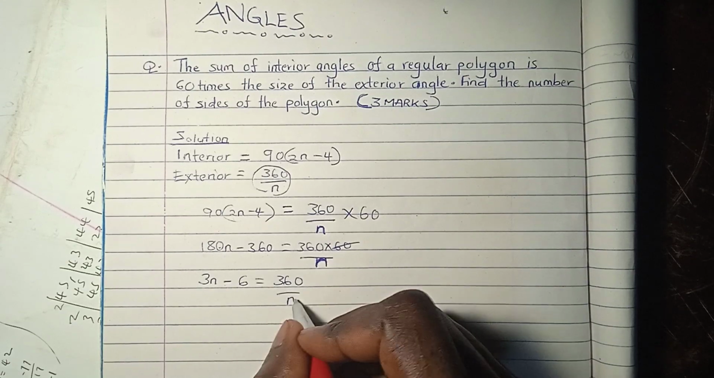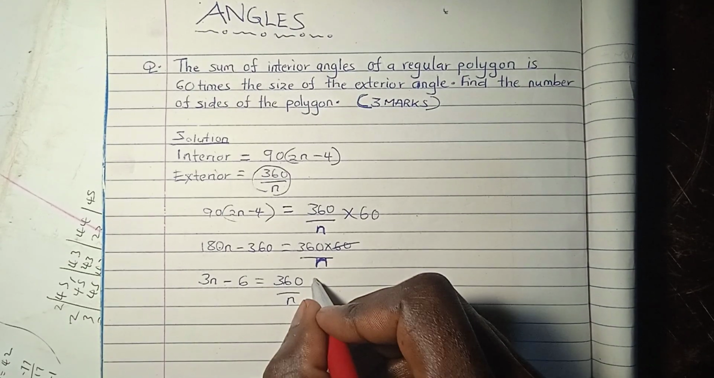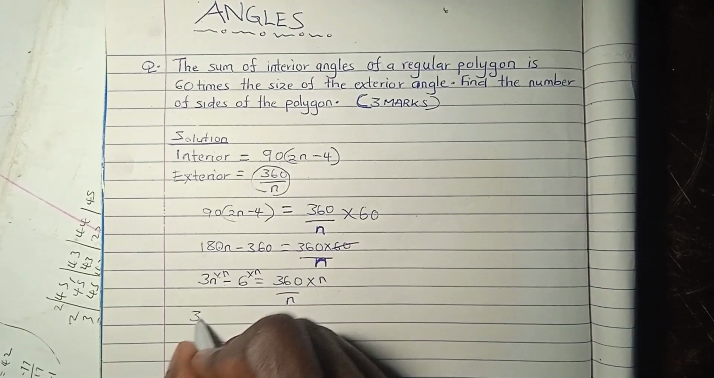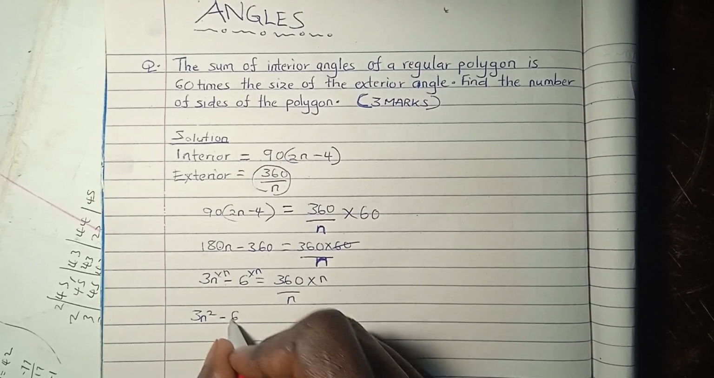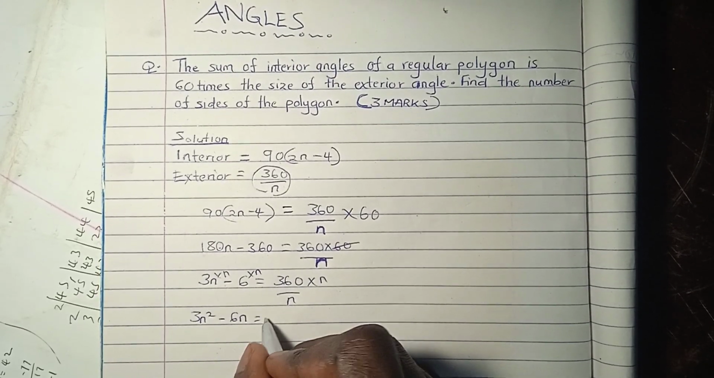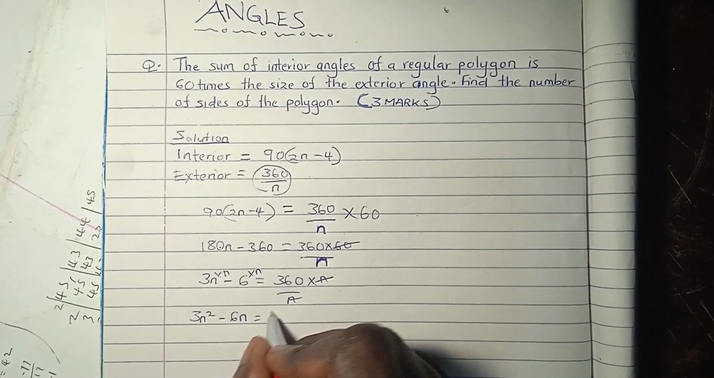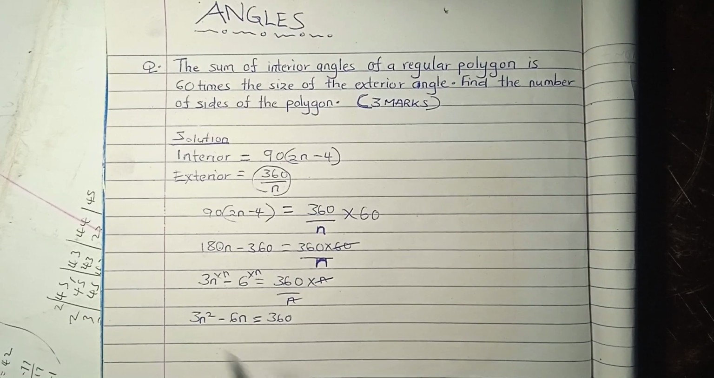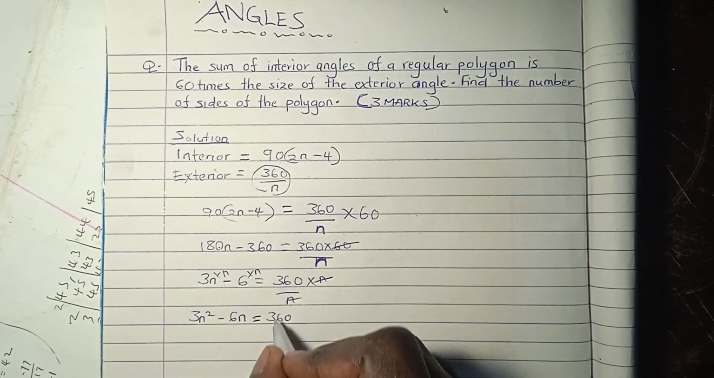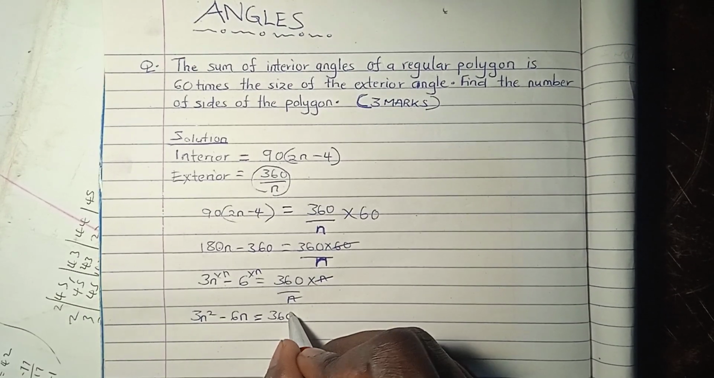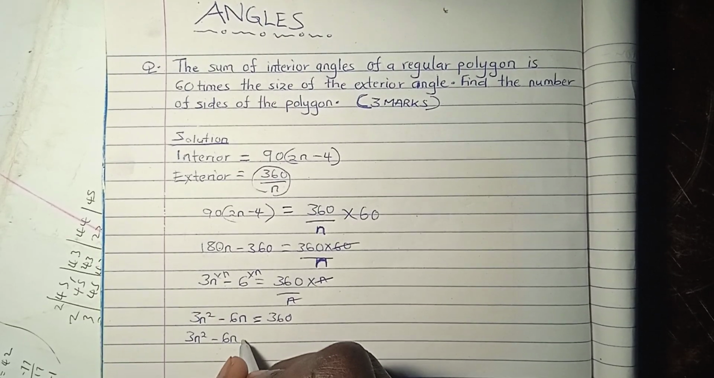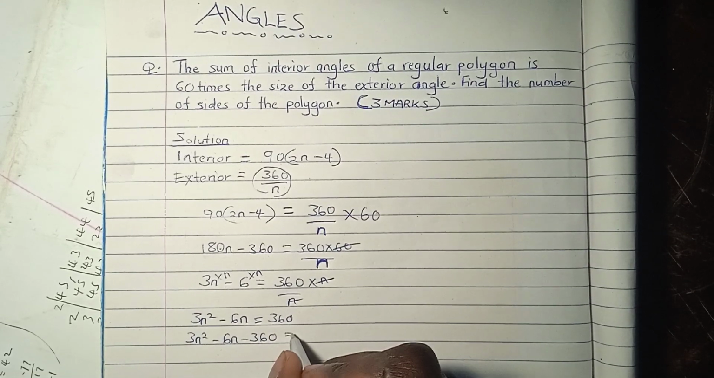Now let's multiply everything by n to eliminate the denominator. So it's 3n squared minus 6n equals 360. This n goes with this n, goes to 360. And immediately we can notice that we are having a quadratic because there is an n squared and an n here. So now let's take this 360 to the other side. 3n squared minus 6n minus 360 should give us a 0.